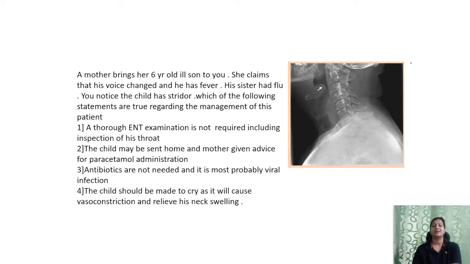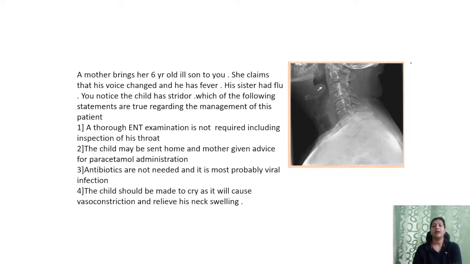A mother brings her 6-year-old ill son to you. She claims that his voice has changed and he has fever. His sister had flu. You notice that the child has dried up. Which of the following statements are true regarding the management of this patient?